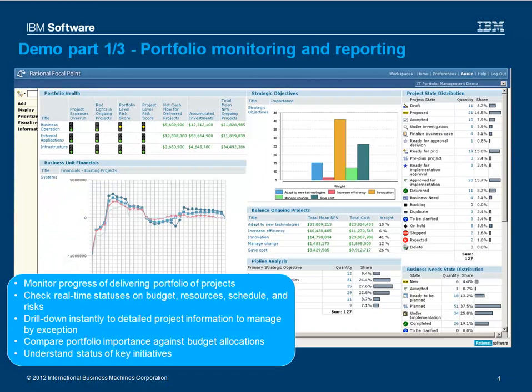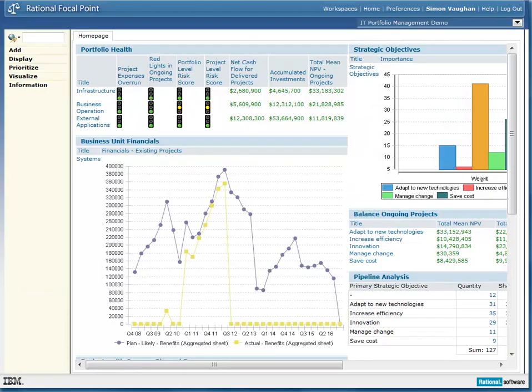In the first part of the demonstration, we're going to look at how we can use dashboards in Focal Point to get a better understanding of how the portfolio is progressing to meet our strategic objectives. We'll look at ways that we can manage by exception and drill down into the detail to see what's going wrong. When you log into Focal Point, you get to see a set of data and views that are tailored to your role in the process.